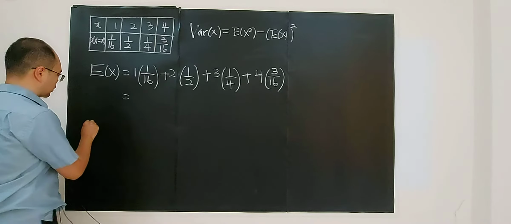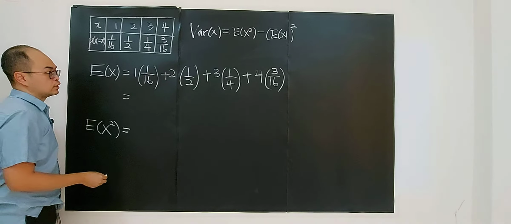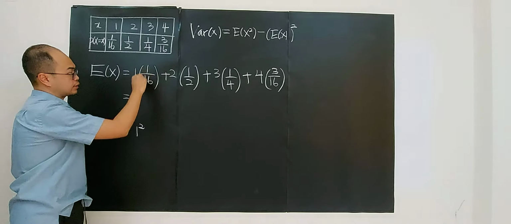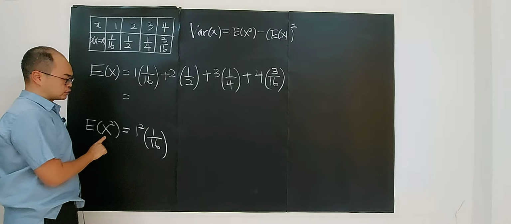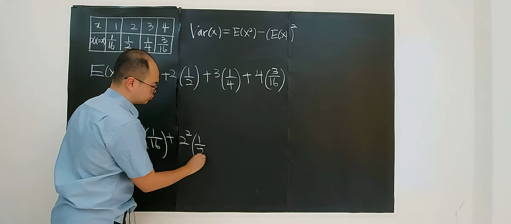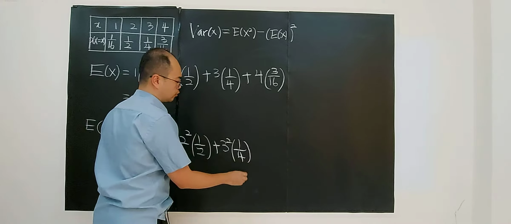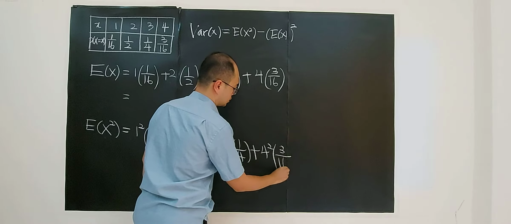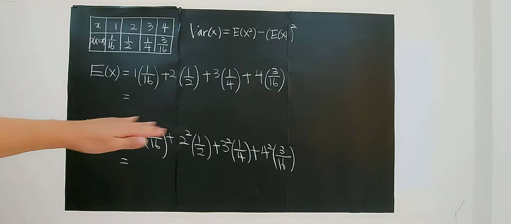Same thing here, if you want to find the expectation of x squared, what you do is you just square the random variable: 1 squared times 1 over 16. For the next one, you square the 2, times 1 over 2, add 3 squared times 1 over 4, plus 4 squared times 3 over 16. So let's add up all the values here.